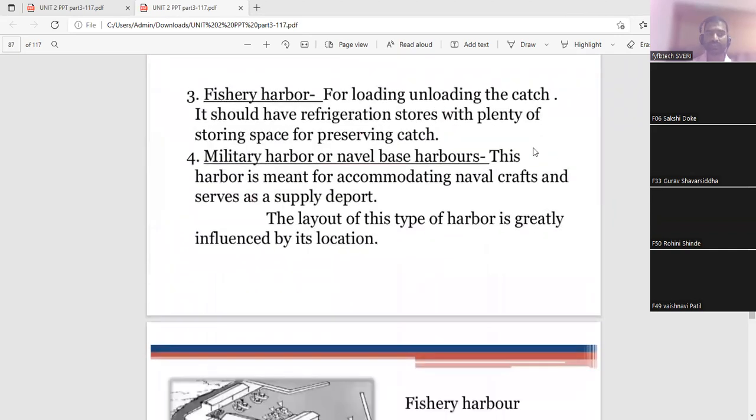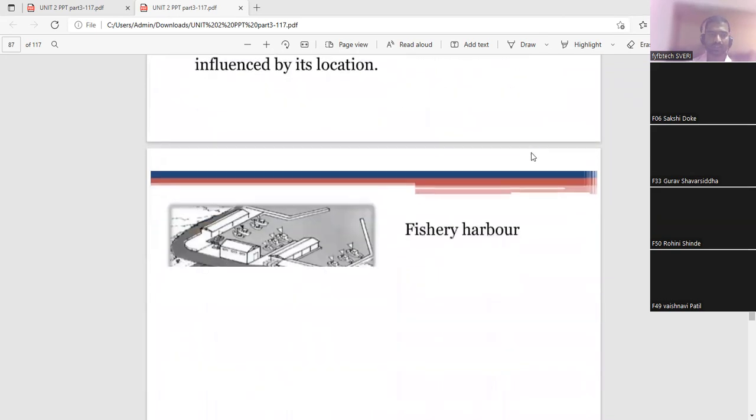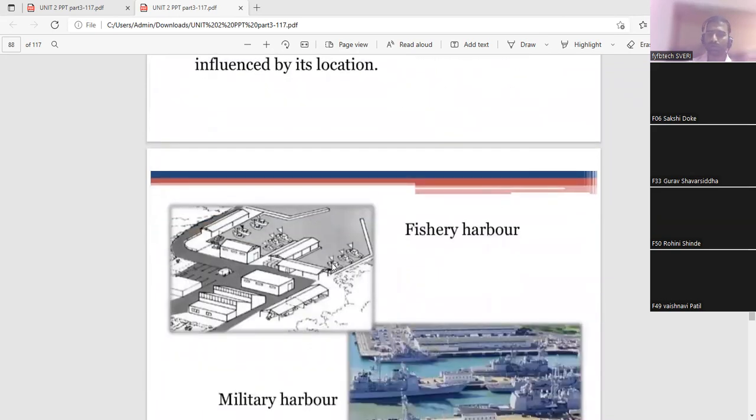And one more is fishery harbor. Fishery means you can see here, fishery harbor. So all your boating will take place and they will do the fishing here. One particular place is there, and in that place only fishing will be done. That is called a fishery harbor.